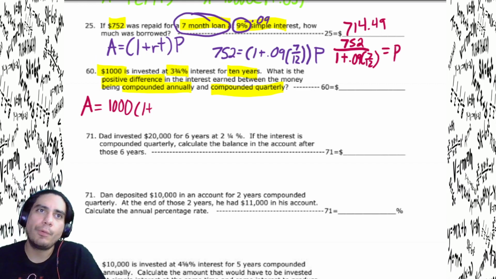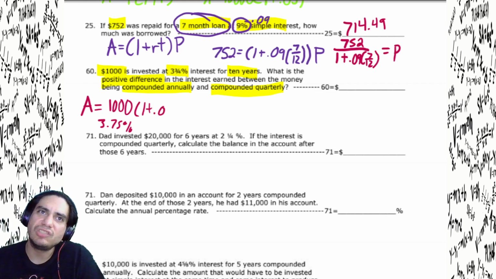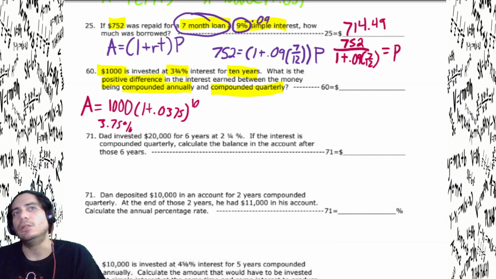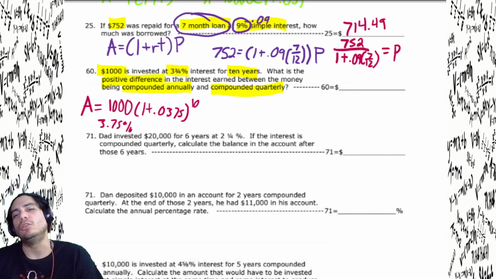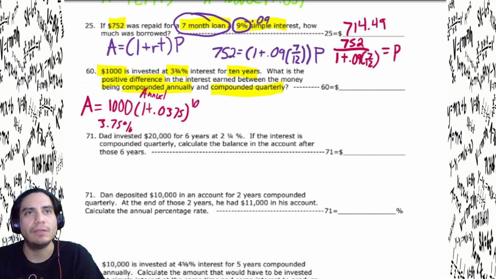Now, this is 3.75%. So let's go ahead and write 0.0375. And then we're going to raise it to what? 10 years. Okay, that's our first formula we're going to do. This is the compounded annually formula right here.